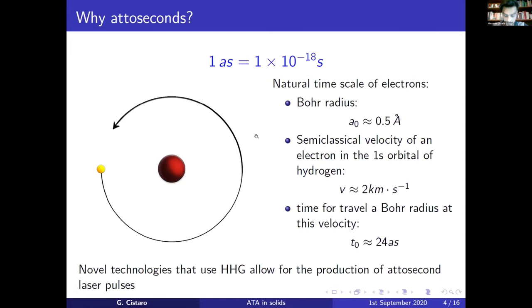So here I put a simple picture of the semi-classical Bohr model of a hydrogen atom. We say that the Bohr radius is half an angstrom, and the velocity of the electron inside the 1s orbital is 1/100 of the speed of light, so 2,000 kilometers per second. We can calculate that the time for the electron to travel a Bohr radius at this velocity is 24 attoseconds. So it really moves in this time.